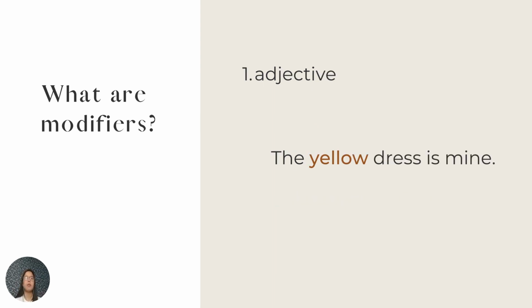What can be used as modifiers? So one, adjectives can be modifiers. In this example, the yellow dress is mine. The adjective yellow is the modifier and it modifies the word dress. So you're not talking of the blue dress or the red dress. You are talking of the yellow dress.